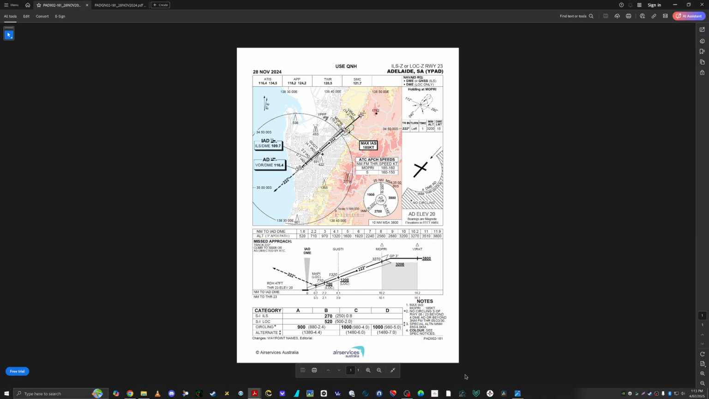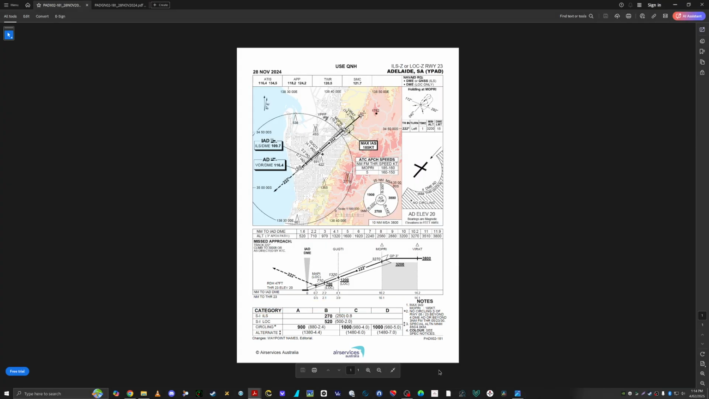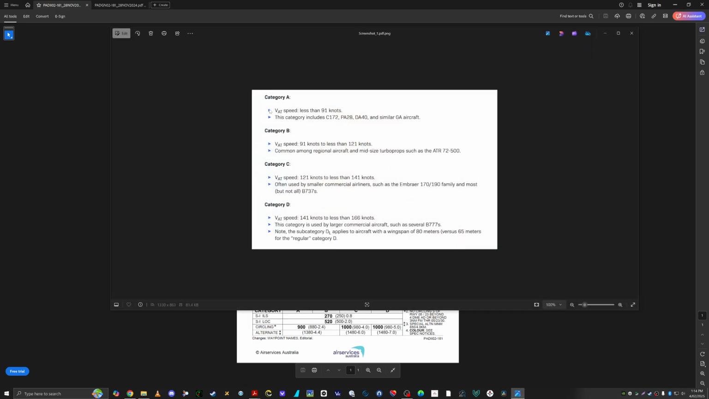Okay, so the next part is this part here. So what does this all mean? Category A, B, C, D. The best way to know that is, each aircraft has a certain approach speed to a runway, and you have your Cat A's, Cat B's, Cat C's, Cat D's. So what is a Cat A, Cat B, Cat C? Well, the best way I can show you is this.